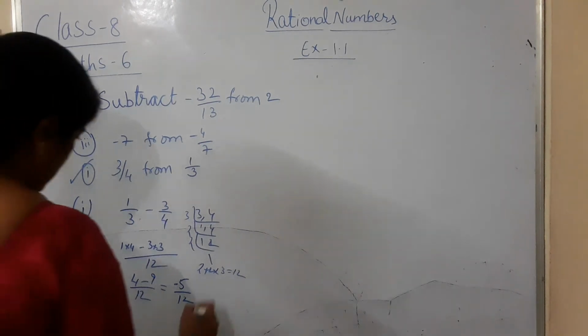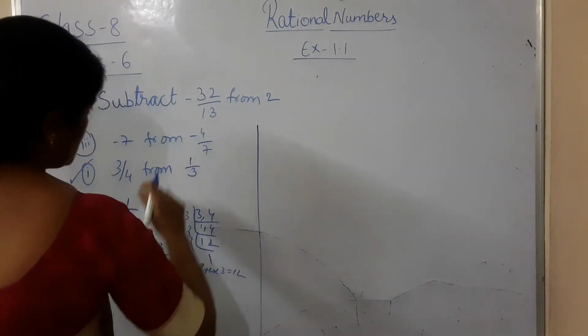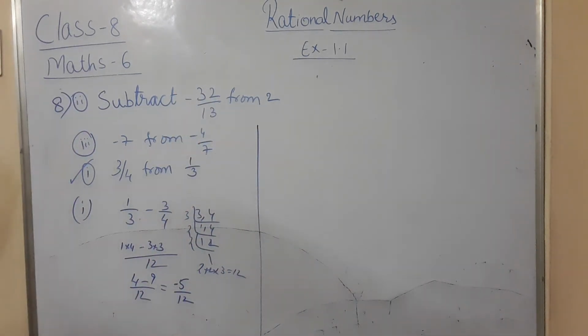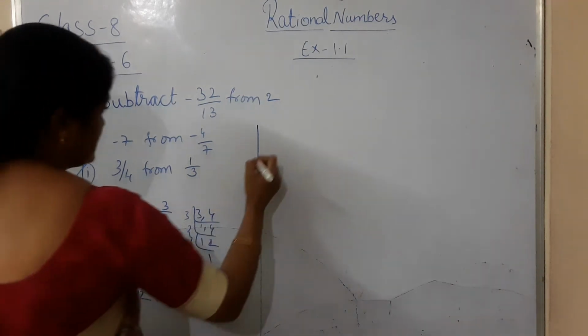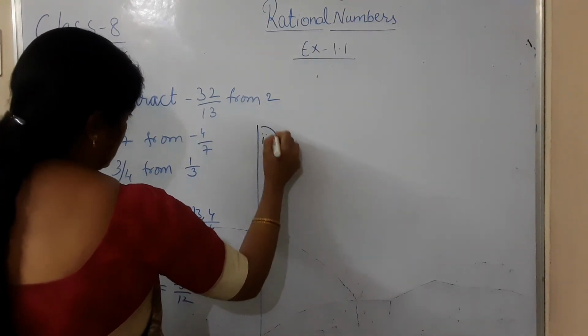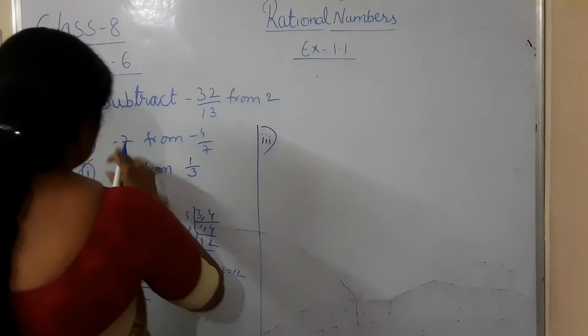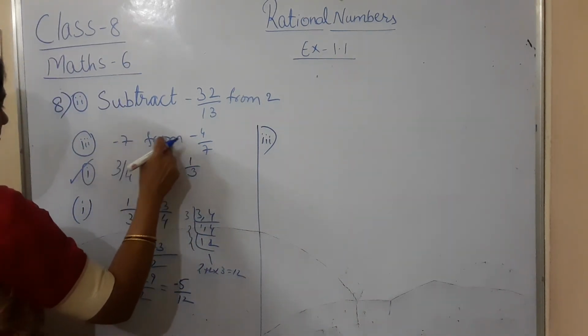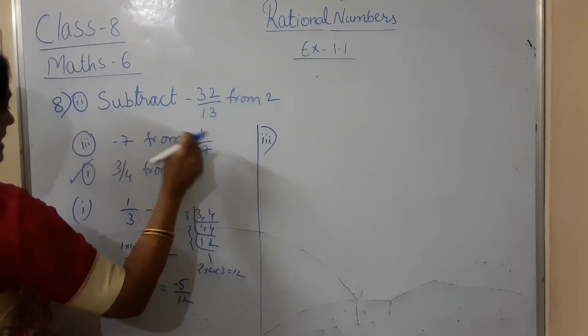Now the same process you have to do for the remaining 2 sums also. Let me show you the third one. The second one you can do by yourself. So subtract minus 7 from minus 4 by 7.